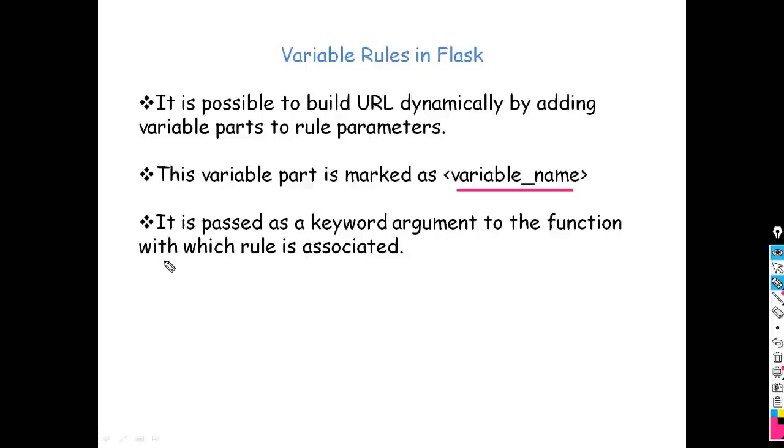So we can change the URL dynamically by using a variable name. And what is the third important part? It is passed as a keyword argument to the function with which the rule is associated. Suppose we want to pass a variable name with a slash URL, you should write this argument within that particular function. Suppose we want to pass a variable name within slash home or slash about us, you should pass that particular argument to that particular function. So how can we pass it?